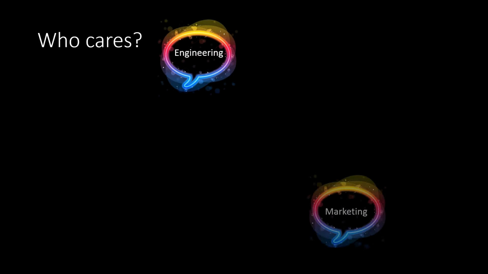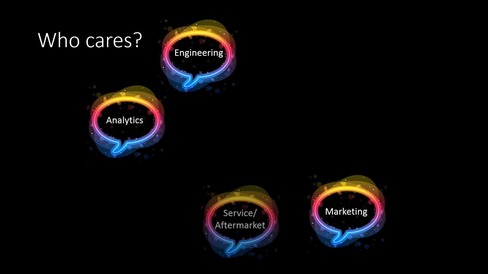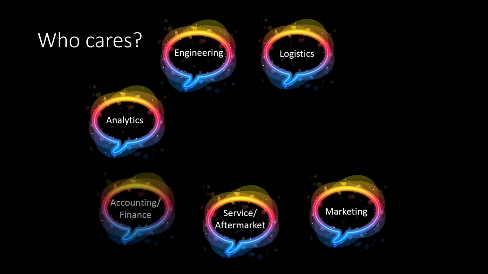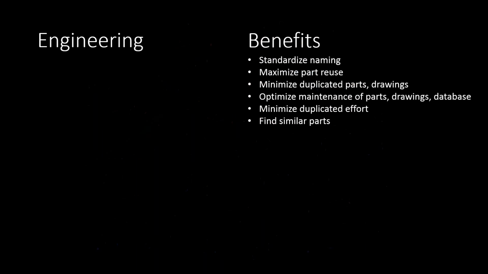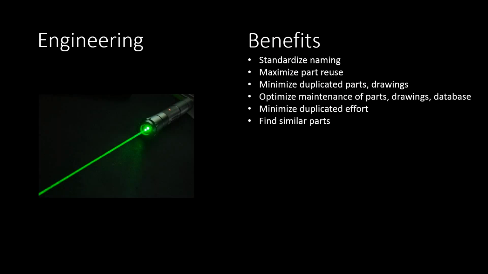So what are those parts of your organization? Typically it's engineering, analytics, marketing, service and aftermarket that absolutely care about metadata, logistics, supply chain, of course, accounting and finance, but ultimately the customer is who really benefits from strong metadata in your part database.